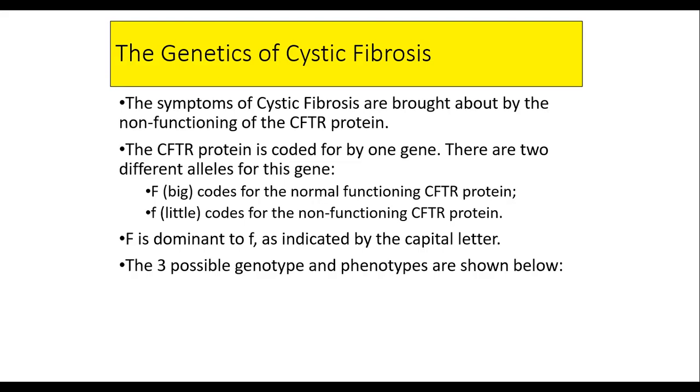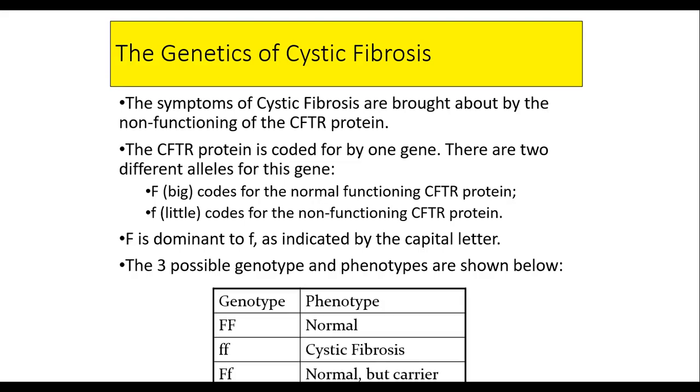So your three possible genotypes and phenotypes you could get are: homozygous dominant, where your phenotype would be normal; homozygous recessive, where your phenotype would be cystic fibrosis; and heterozygous, where your phenotype again would be normal, but you are a carrier of that recessive allele, which obviously does not actually affect your phenotype at all.